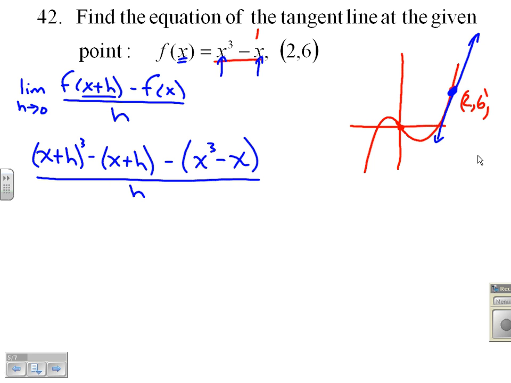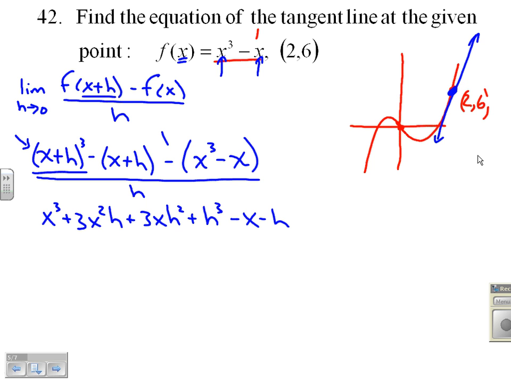All over h. So here I've got some foiling to do, and I'm going to use our friend Pascal to help us with this. Third row of Pascal's triangle, 1, 3, 3, 1. So I get 1 x cubed plus 3 x squared h plus 3 x h squared plus 1 h cubed. That's our superfoil of x plus h cubed. I'm going to distribute the minus, x minus h. I'm going to distribute the next minus, minus x cubed plus x, all over h.